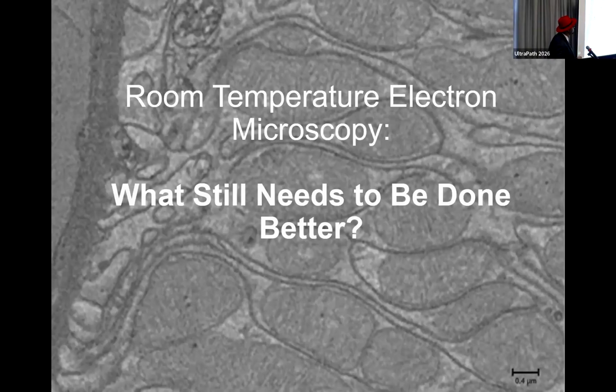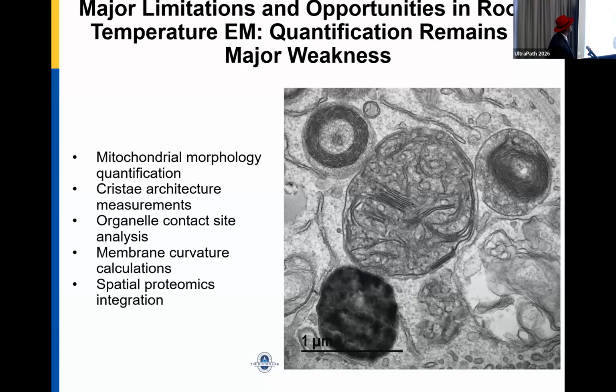What still needs to be done better, right? And one of the things that still needs to be done better is quantification metrics. So if we look at this image, of course, we see lysosomes, we see cristae, and we see the double membrane of mitochondria. And so this is all great, but we don't have any other information.